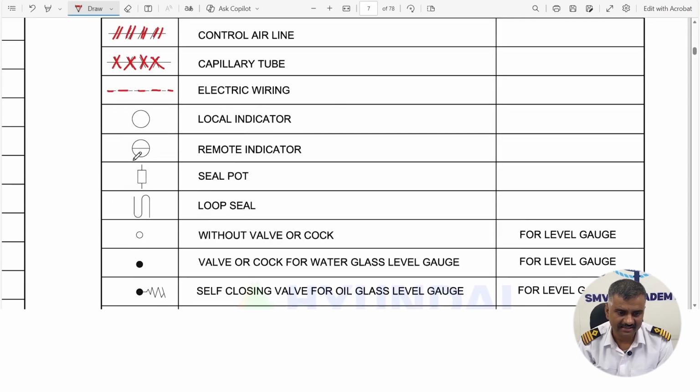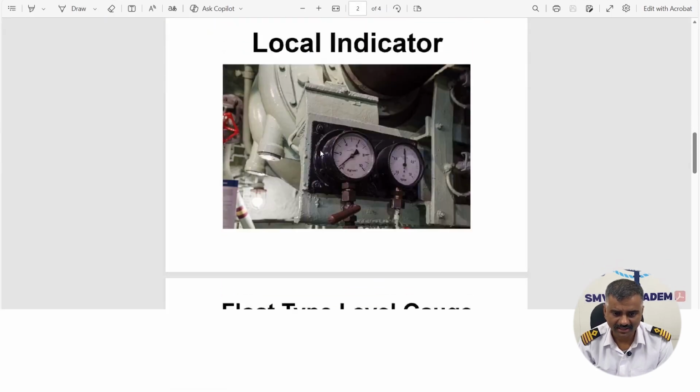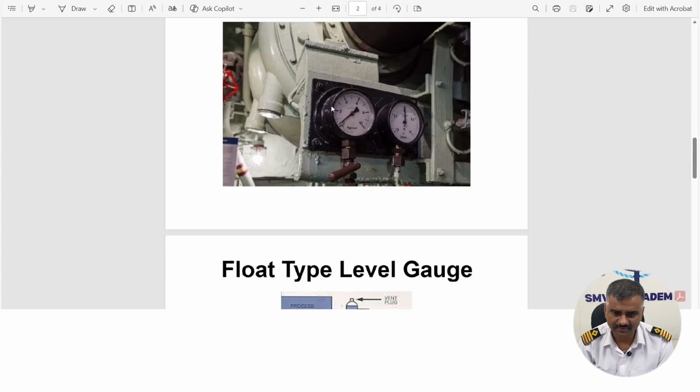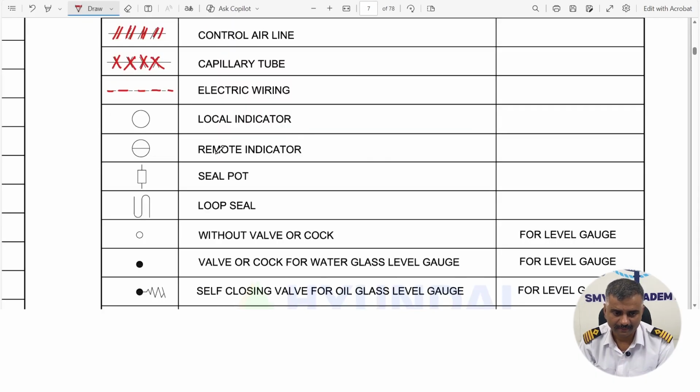Okay, local indicator and remote indicator. Local indicators look like this. Say if you are seeing a pump or, say, the main engine exhaust temperature, these are the gauges placed locally to show the actual value of pressure or temperature or something like that. That is what a local indicator is. It is shown with a circle.